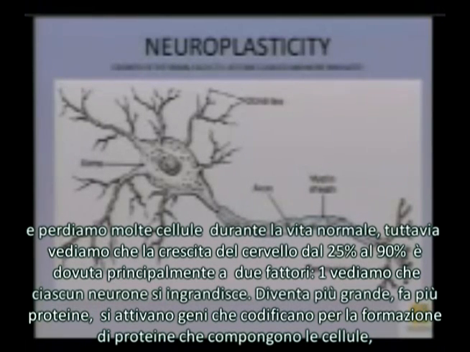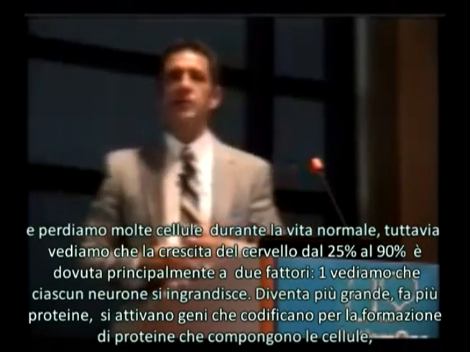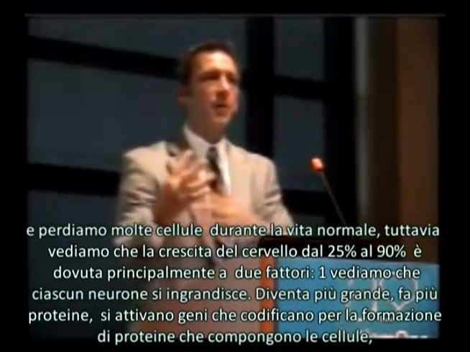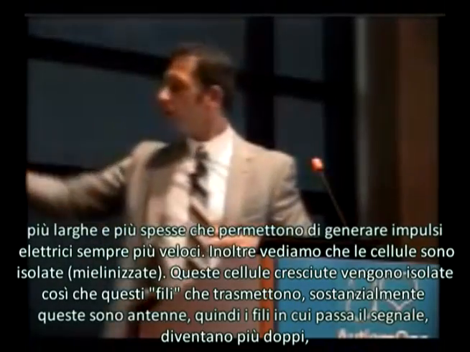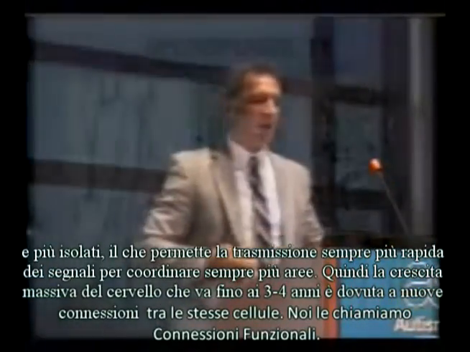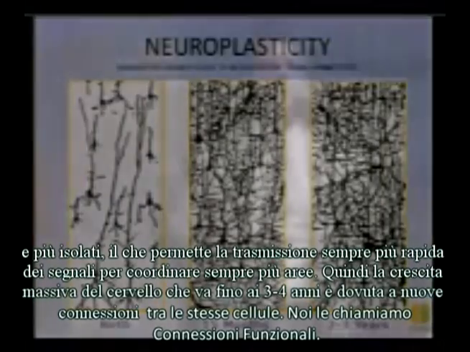And what we see, though, is that the growth of the brain going from 25 to 90% is primarily 2 factors. One is we see that each cell, each neuron actually gets larger. It bulks up, it gets bigger, it builds more protein. We turn on the genes that code for the development of protein, that make the cells larger and thicker, which allows them to generate faster and faster electrical impulses. What we also see is the insulation around the cell. Those fat cells get more insulated, so the wire that transmits, that's basically the antenna. These are the wires that transmit. They get larger, and they also become more insulated, which allows them to send faster and faster signals, to coordinate to more and more areas. But the massive growth of the brain, going from birth to 15 months to 2 to 3 years, is the growth of new connections between the cells themselves, what we call functional connections that are built.